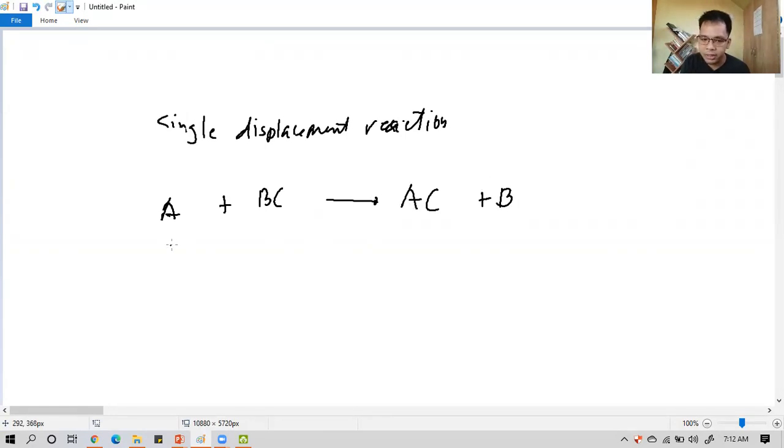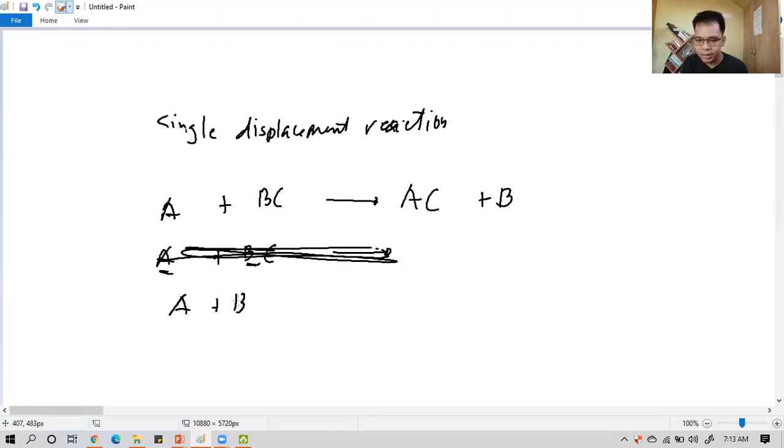Or depende rin, we have some cases na A plus BC is equals to ano to? Here. ACB BA is cation. Okay, yan. Disregard na lang muna natin yun. Minsan, ayun pala. A plus BC. Hindi nagkaaroon ng reaction. Depende doon sa may standard reduction potential.